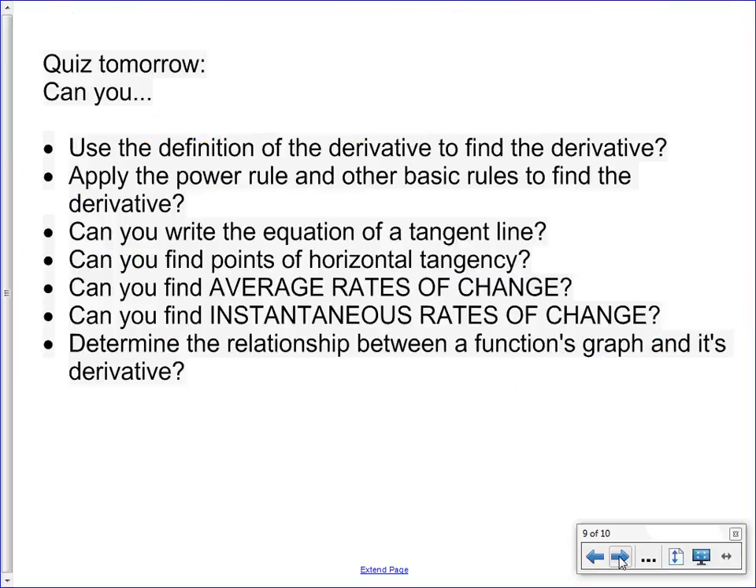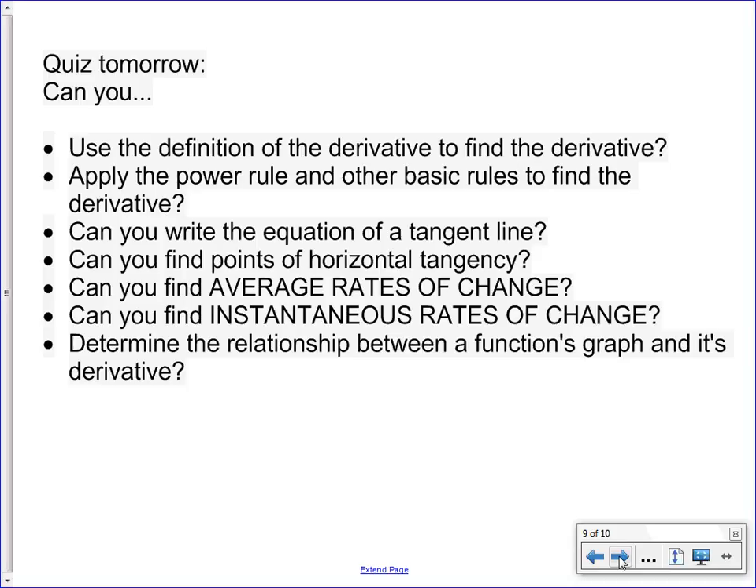Tomorrow's quiz: you will have to use the definition of the derivative tomorrow. I will specifically say, use the limit definition of the derivative to find this. I know you can use the power rule, which means you should know what your answer needs to be, so you don't have an excuse to get the algebra wrong. You know what you should end up with, okay?